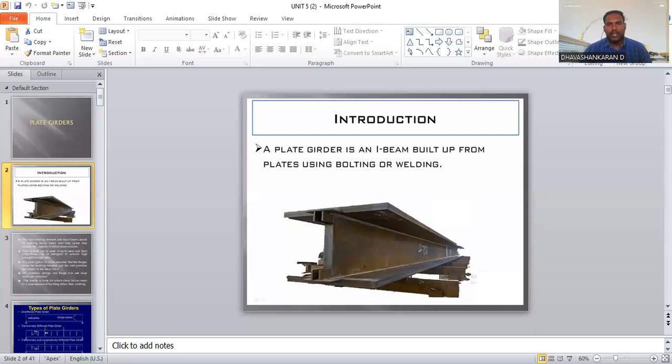Okay. Another topic is also available in the same unit, that is the gantry girder. It is also one of the industrial structures. Gantry girders are used in industrial structures.